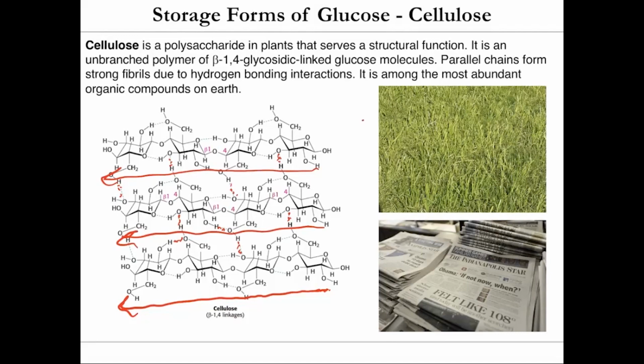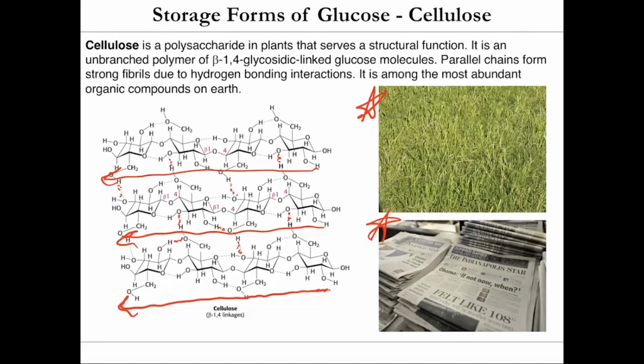So that's actually what gives plants like grass and other things, and like stems and leaves, what gives them their structural integrity. So cellulose is one of the most abundant organic compounds on Earth, and we use it all the time to make like newspaper and other types of paper and stuff like that. So cellulose is really important. So because it's these beta forms of glucose that are linked together, we're not able to digest cellulose.